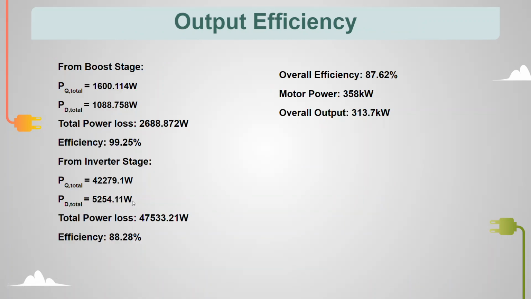From what we just discussed, we were able to find the total power loss for the boost stage and the inverter stage. We can then calculate the efficiency using our motor power and our total power lost, and we can combine for an overall efficiency of 87.62%.